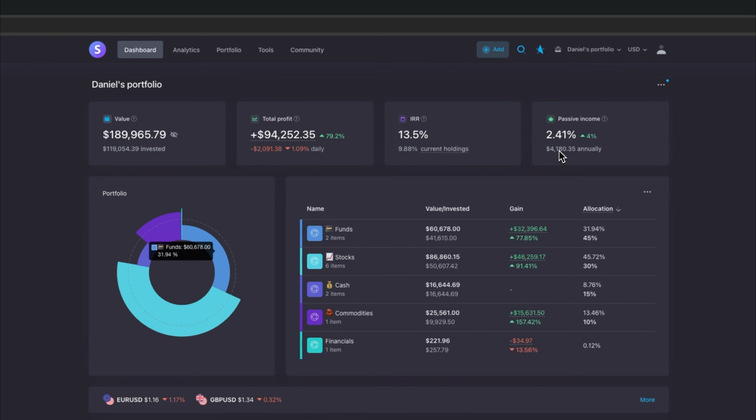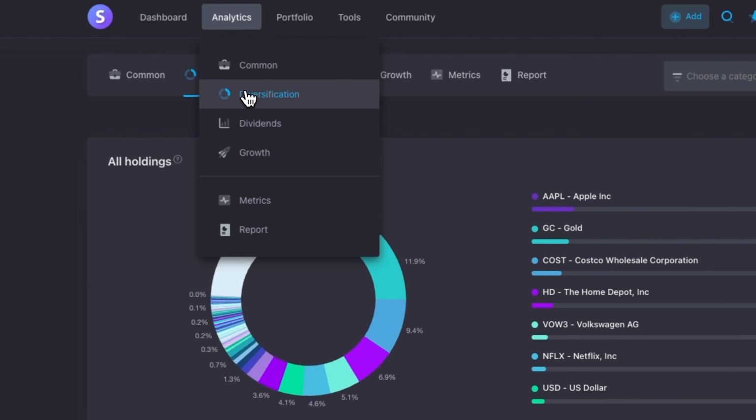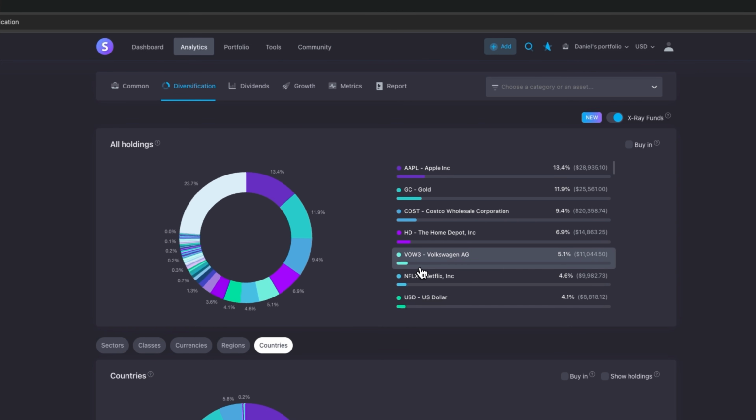What Snowball does here is combine data from multiple sources into one interface and build a clear map of your investments in real time. Folks, many investors assume that once they buy an ETF, they are automatically diversified. In reality, different funds often contain the same underlying companies. This creates what's called asset overlap, where multiple positions quietly concentrate exposure in the same stocks.